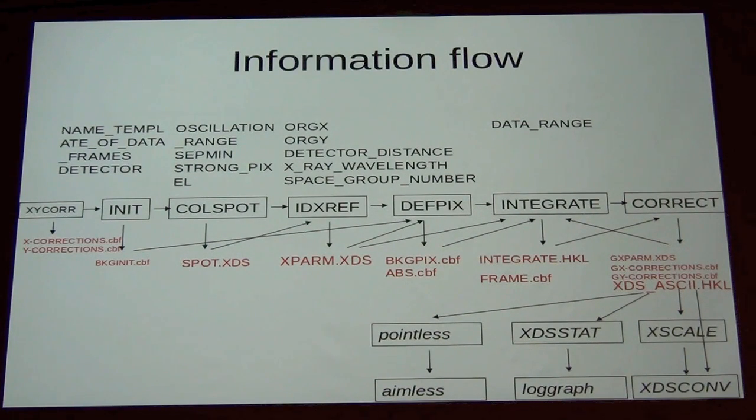Alternatively, you can even switch off the scaling in CORRECT. You can make CORRECT write this file, but with unscaled intensities. In that case, of course, you should scale within AIMLESS. Yeah? And I would be interested to hear what your experience is with that.